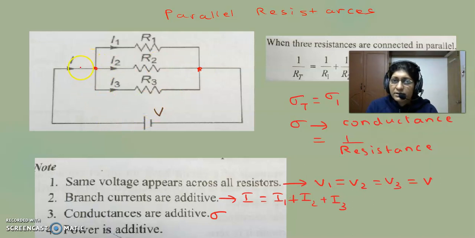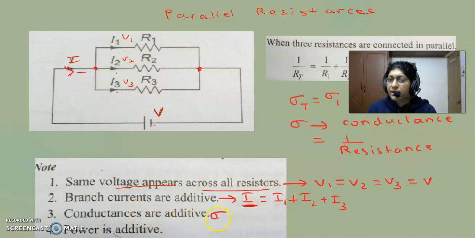Now if you observe the current across these three resistors, the current is getting divided into three resistors. However, the voltage drop across all the three resistors is the same. Same voltage appears across all resistors. Let's call these V1, V2, V3. The drop across all resistors is equal to the voltage drop V. Now the branch currents are additive, that is I1 plus I2 plus I3 will be equal to the total current I.